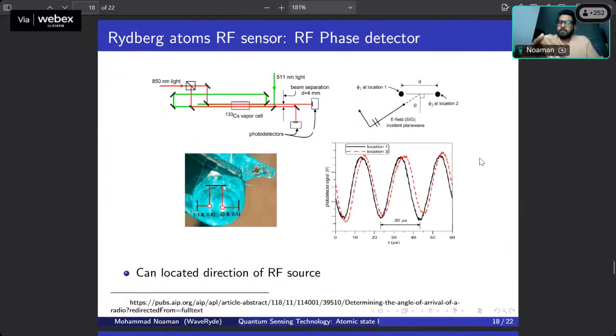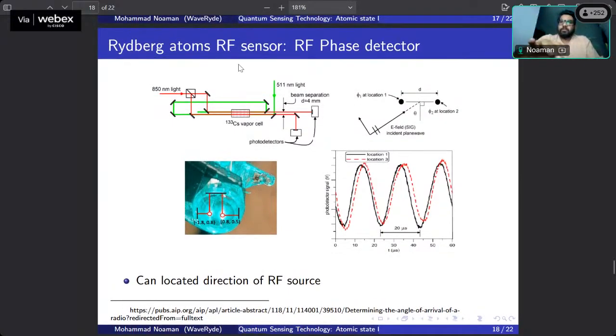Okay, here is just another example of such radio frequency sensors. You can not only detect the field, but also detect the phase of the radio frequency. So in this example, the vapor cell has two laser beams. You can see two beams here, and both are being detected on two different detectors. The red line is the detecting beam. The green line is the one which causes the Rydberg excitation.